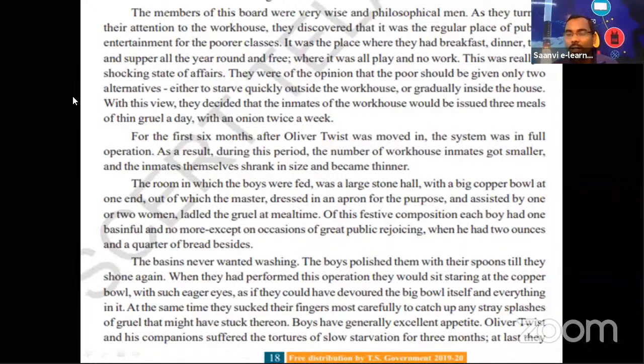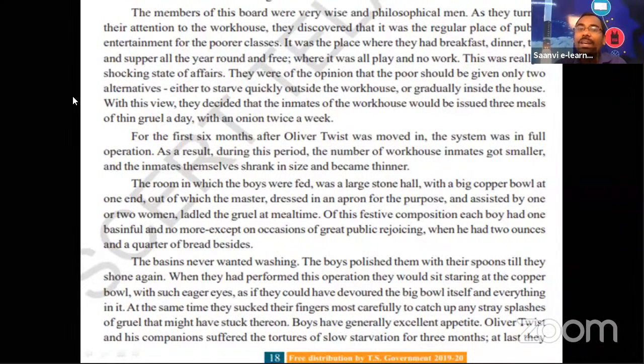This is a place for entertainment. Do you really think that this is a place for entertainment? No, it is not the regular place for entertainment. All the children will have to work from morning to evening. But according to these board members, who were considered to be very wise and philosophical, this is the public place for entertainment, especially for the poorer classes.